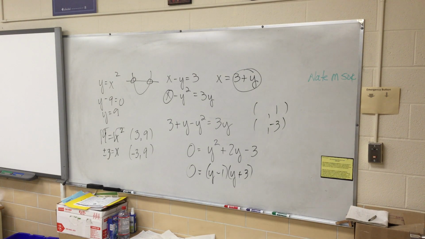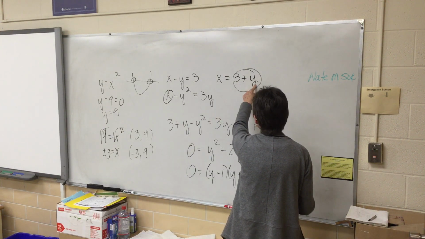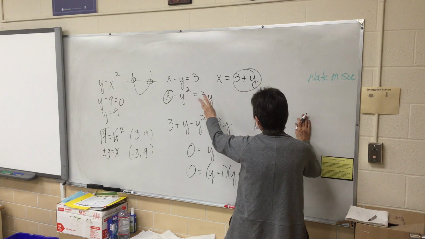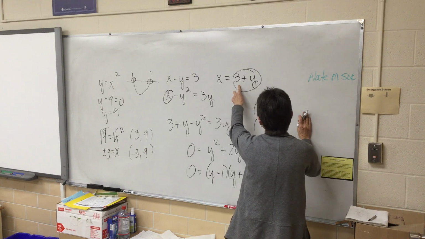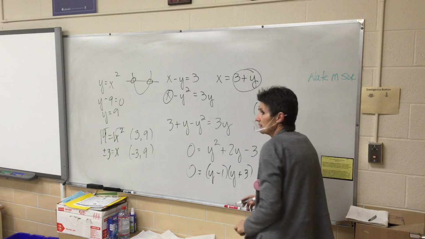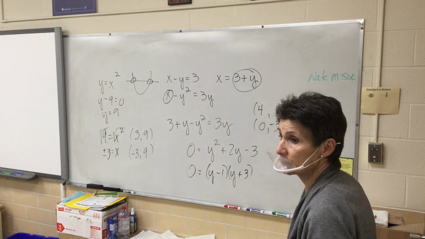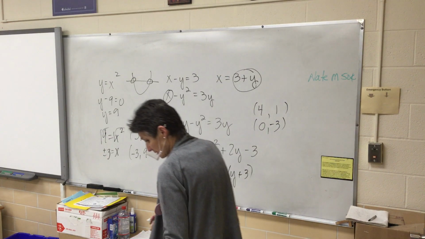I go back and plug it in. So if I plug in the 1, I'm going to plug it in right here. I'm plugging it in for y. You can plug it in wherever you want. I'm going to plug it in here because it's easiest. That gives me an x of 4 and an x of 0. Is that okay? All right, next.